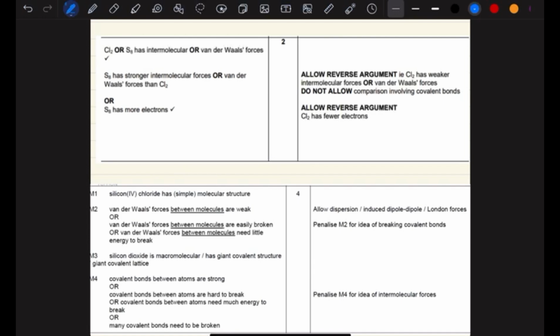Okay, answer time. So Cl2 and S8 are both simple molecules. However, S8 has more electrons. Because it has more electrons, the chances of these induced dipoles, or instantaneous dipoles, forming is going to be a lot more. And because there are even more electrons to go with that, we're going to get stronger forces. Just remember, more electrons, stronger forces.